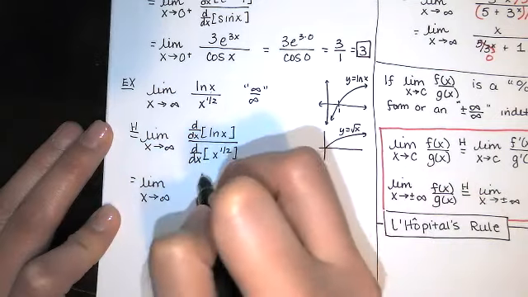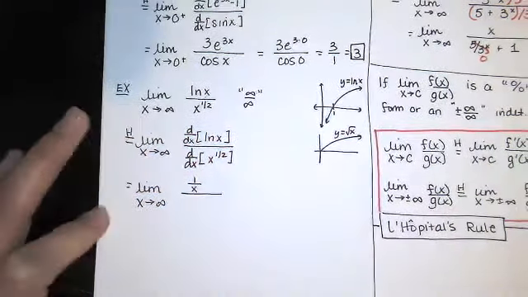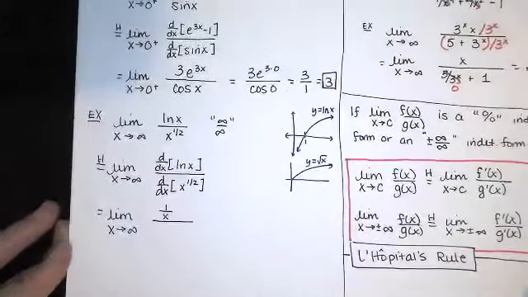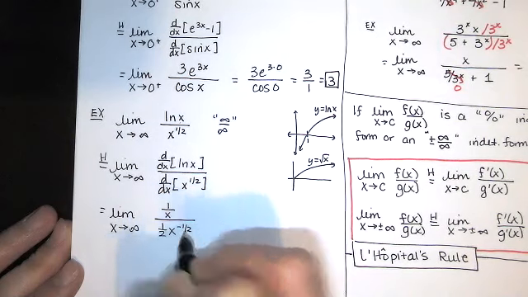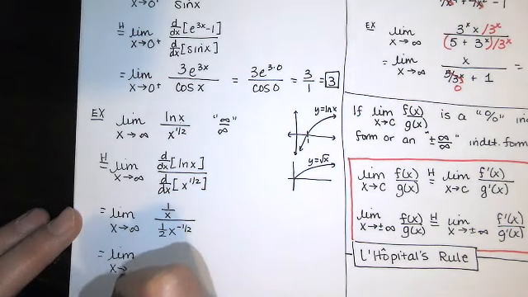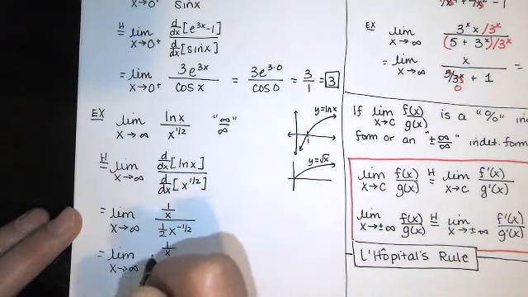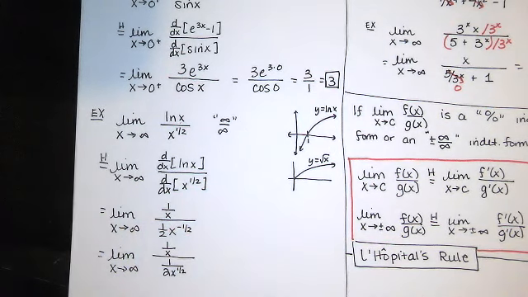The derivative of natural log of x is 1 over x. And the derivative of x to the 1/2 is 1/2 x to the negative 1/2. Now, if I rewrite that 1 in the denominator, it looks like that. As x goes to infinity, the numerator approaches 0 and the denominator approaches 0. So this is a 0 over 0 indeterminate form.